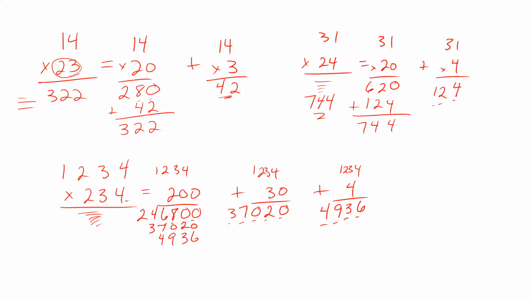Now I add these up. 0 and 0 and 6 is 6. 2 and 3 is 5. 8 and 0 and 9 is 17. 6 and 7 is 13, and 4 is 17, and 1 is 18. Carry the 1. 5 and 3 is 8, and 2 is 2. So 1,234 times 234 is going to be 288,756. Put a comma in there to make it easy to read.